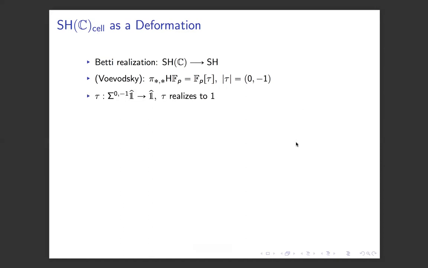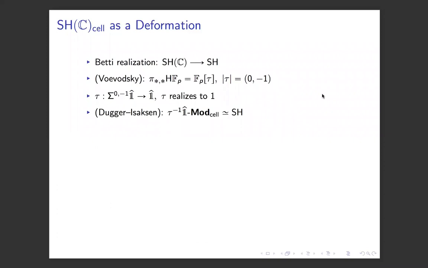And it turns out this tau can be realized as a map between spheres, or between the completed spheres, like that. It does not exist as a map between the uncompleted spheres. So this is really a localized phenomenon in some sense. And this element tau, when you take the Betti realization, it goes to 1 classically.